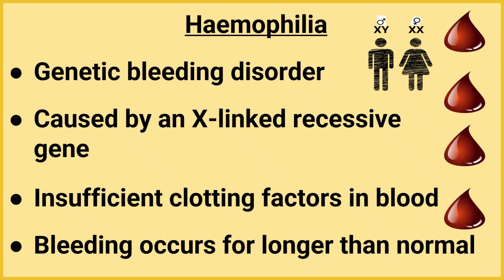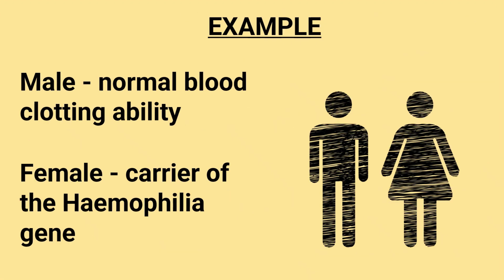Let's use an example to further understand how hemophilia is inherited. In this example, the male has normal blood clotting ability, and the female is a carrier of the hemophilia gene. Let's look at the possible genotypes of the offspring they can produce.